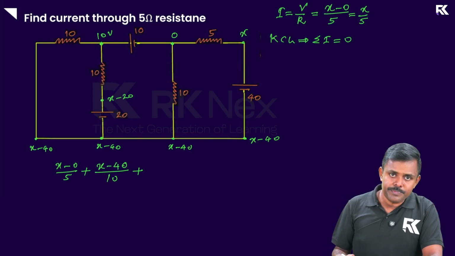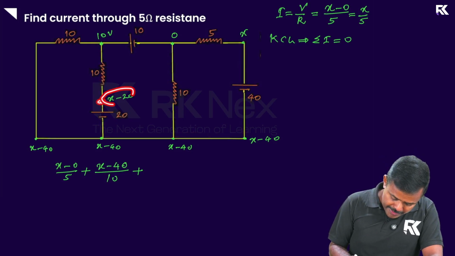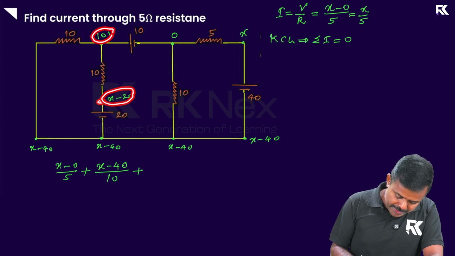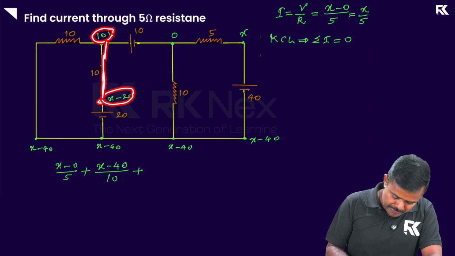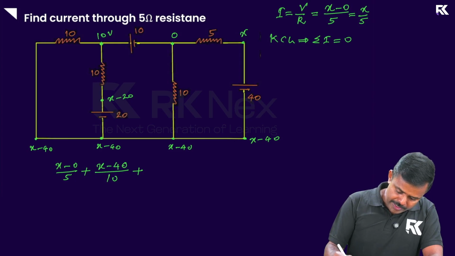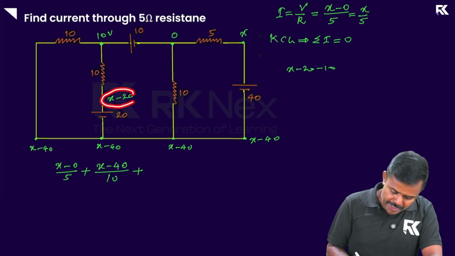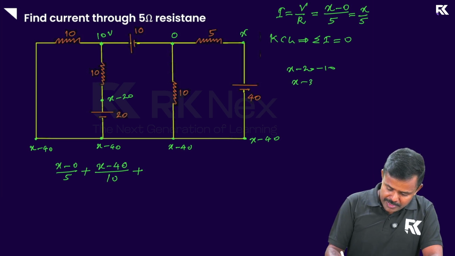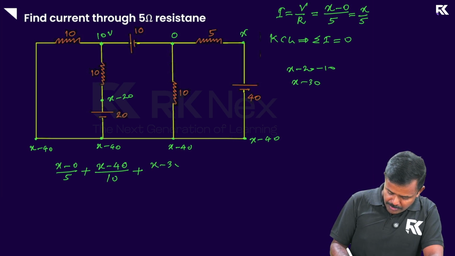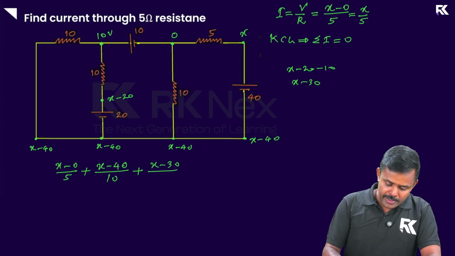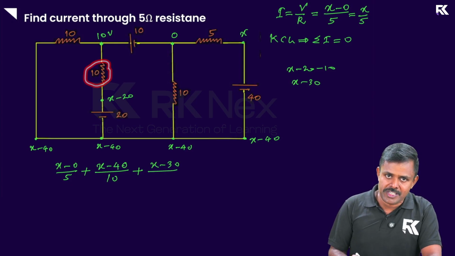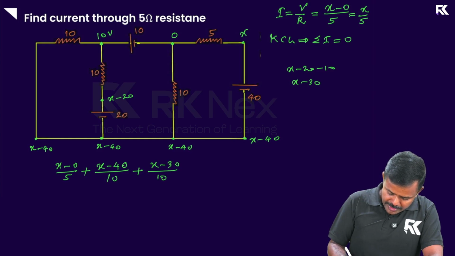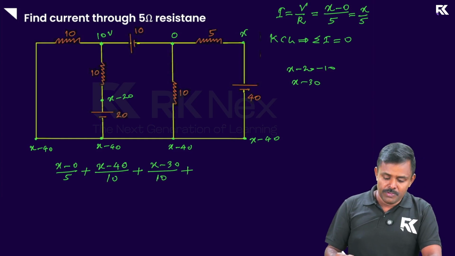Plus, now as for the third part, look at that. This point is at x minus 20, and this point is at 10. So the potential difference between them is x minus 20 minus 10, so that makes it x minus 30. Keep that in mind. It is x minus 30 divided by the resistance on that branch, which is 10. So I'm going to put it here, 10, plus.